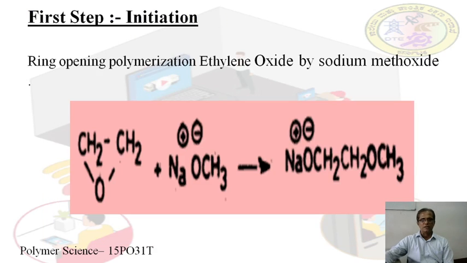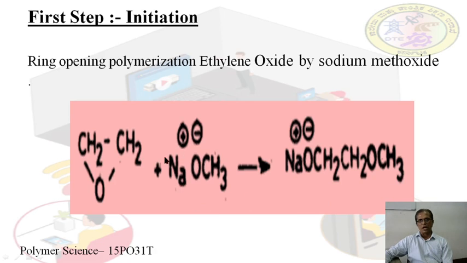See, this is the example. Let us take it for discussion. Ethylene oxide is shown over here, CH2CH2O. This is ethylene oxide. This is sodium methoxide. Ethylene oxide and sodium methoxide, when put together and made to react with each other, are going to react and form a product with this.